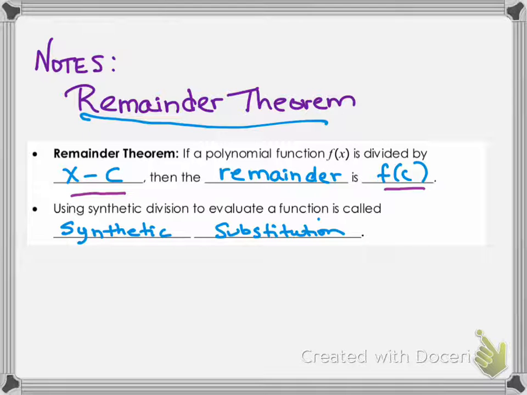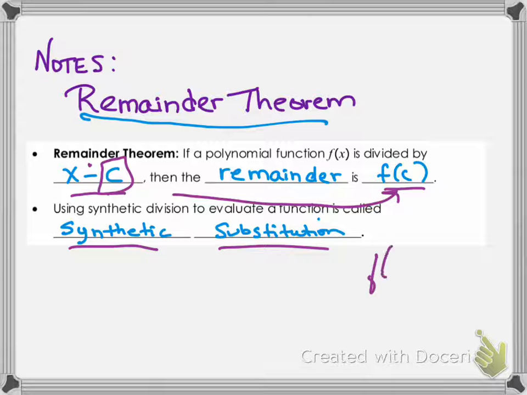So if you divide it by this c, notice this is a negative right here, you should get what it is at c. And it has a name, this process that we use. It's called synthetic substitution. So it's really a shortcut for finding f of c. F of c, c can be anything. And so let's try a few, and I think it'll make sense to you.